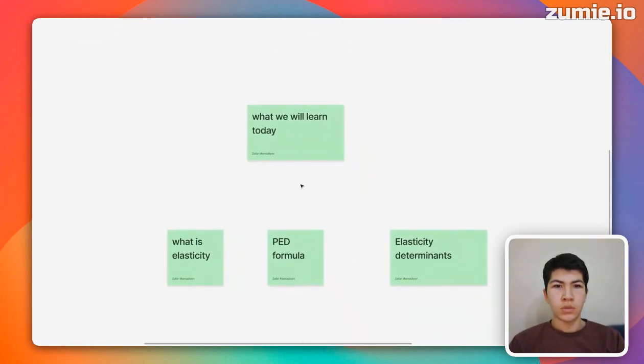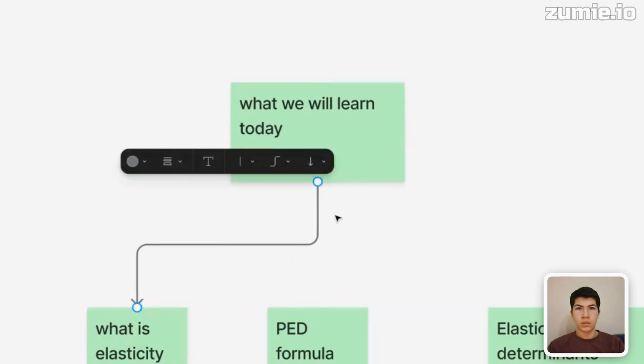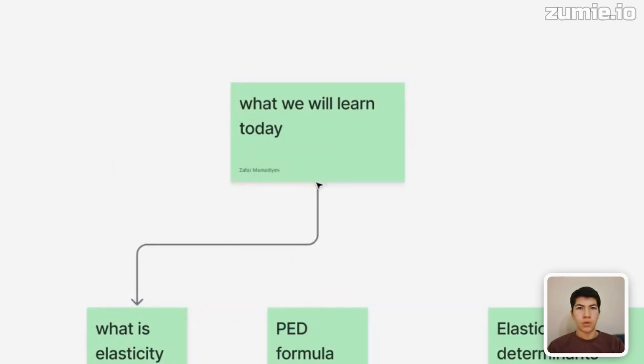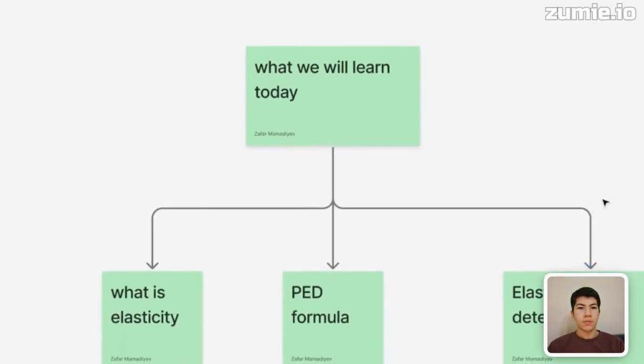So what we will learn in our lesson today. First of all, we will see what elasticity is, what its factors are, and what is understood under the terminology of elasticity. Also, we will see the formula of it. We will see an example of calculating elasticity, and we will see what those numbers mean. Also, in the last part of the lesson, we will look at the elasticity determinants, or factors of elasticity, and we will see what causes a product to be elastic or inelastic.